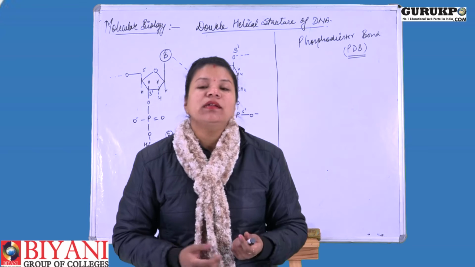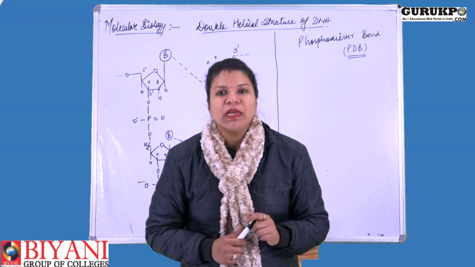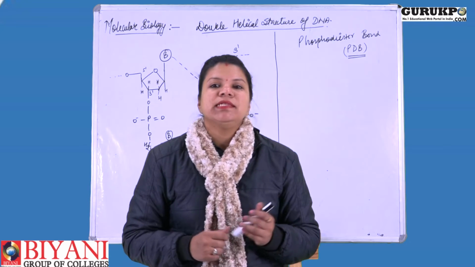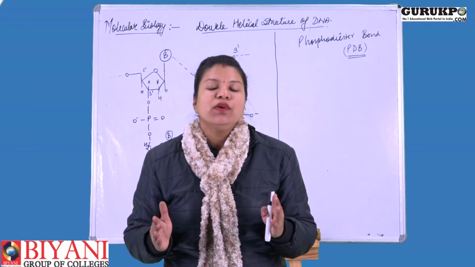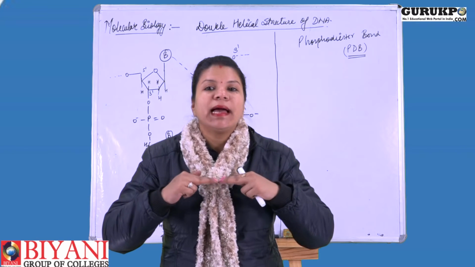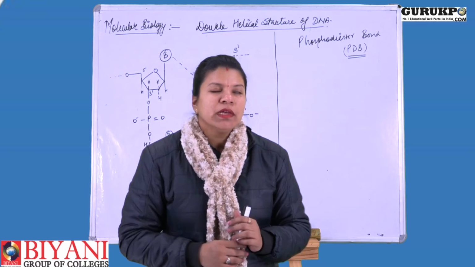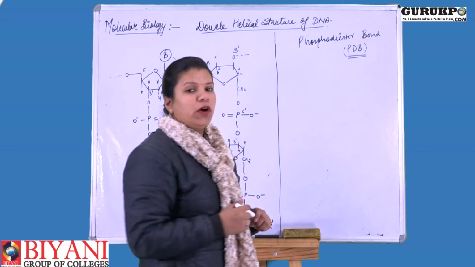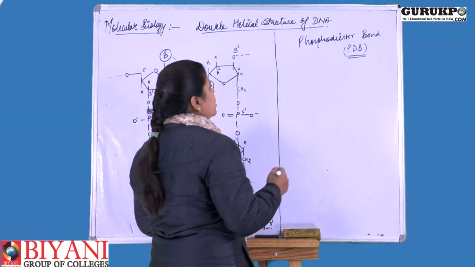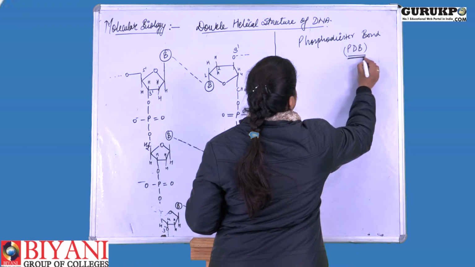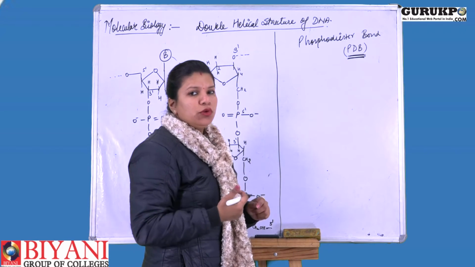So where do the nitrogenous bases exist in the double helical structure? These nitrogenous bases are present in the inner region of the two strands, which are stabilized by the presence of hydrogen bonds, right? How these hydrogen bonds are formed, we will discuss in a later lecture. First, let's discuss how this phosphodiester linkage or bond is formed between the two nucleotides.